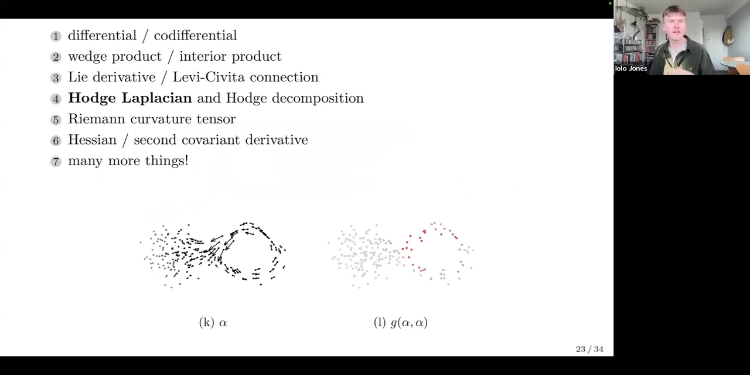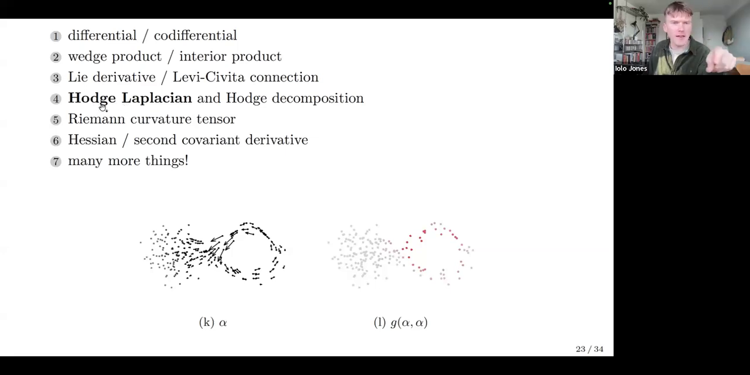but we can do the derivative and co-differential. We can take products, so the wedge product and the interior product. We can compute Lie derivatives and the connection. I think I've got a picture of this later. The Hodge-Laplacian is important, and I'll come back to it. And the Riemann curvature and the Hessian and a bunch of other stuff. So it's not completely everything that you get in Riemannian geometry, but it really is almost all of it. We can put it in this more general setting and then compute stuff with it.